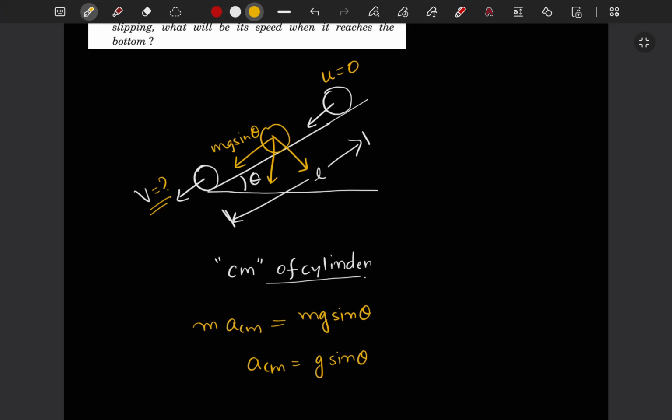But there is something missing here. When you try to do the question from this approach, you have to take care of the rolling as well. If it was a ball which can't rotate, this would have worked perfectly well. But when we say that the cylinder is rotating, the reason is some torque. Who is applying that torque? Is the torque being applied by this mg sine theta? No, gravity cannot apply the torque because the rotation is happening about the center of mass.